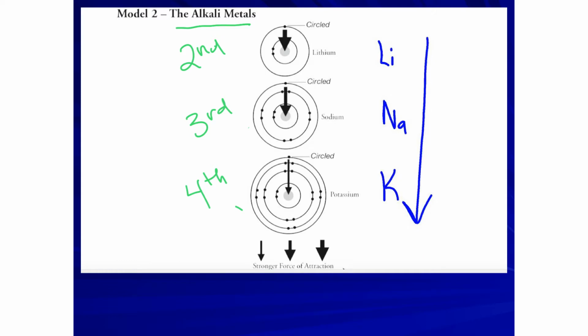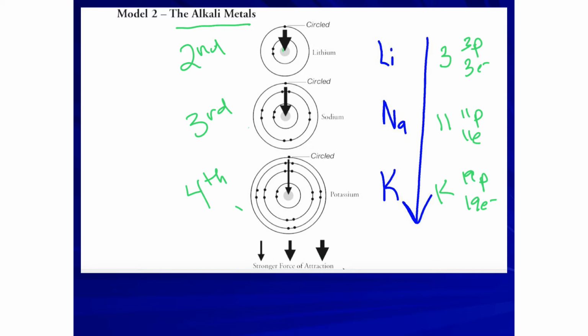Let's look at what's happening here, all right? So obviously we are adding more protons and electrons as we go down. So we look at lithium. Lithium has an atomic number of 3. That means there are 3 protons and 3 electrons. Sodium has an atomic number of 11, so that's 11 protons and 11 electrons. And potassium has an atomic number of 19, so that means 19 protons and 19 electrons. And you're like, okay, duh, Mrs. Foy, I got this. But let's look at where those electrons are added, okay?